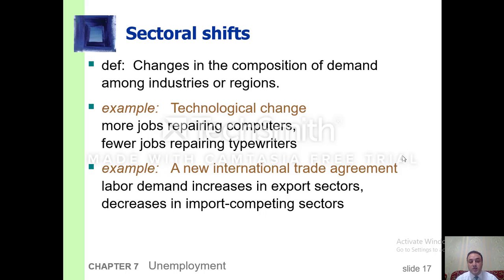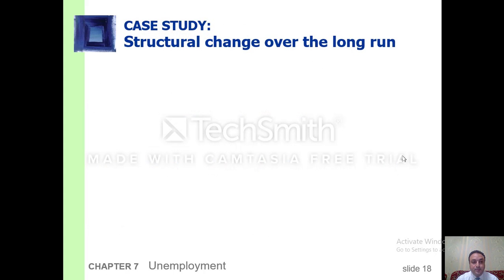Another reason for sectoral shifts is new international trade agreements, as labor demand increases in export sectors and decreases in import-competing sectors. And it differs according to the international trade agreements from one country to another. So the result of all these changes, or sectoral shifts, is frictional unemployment, plus of course the time for finding a suitable job.